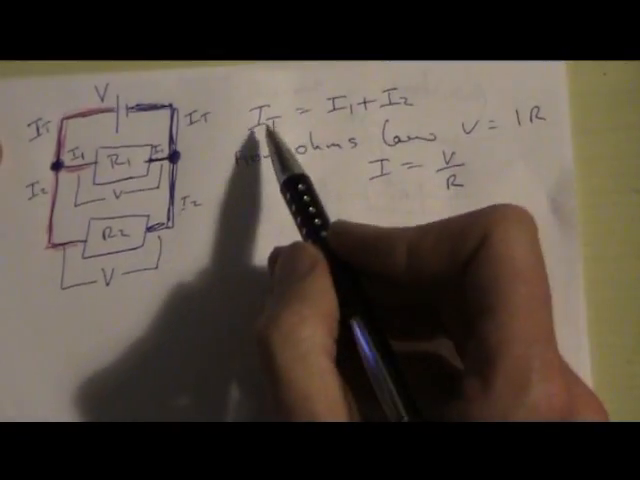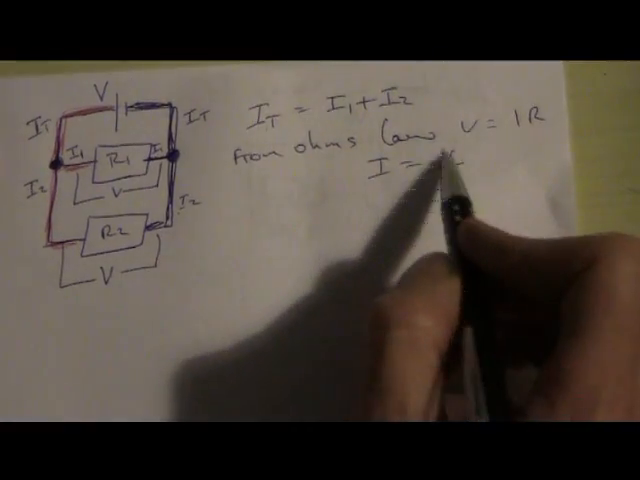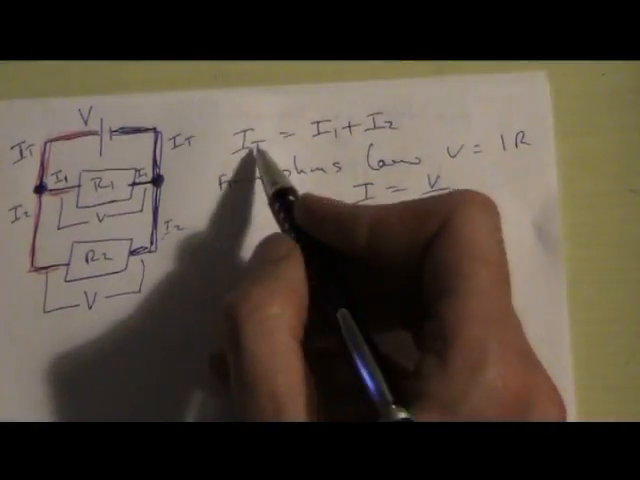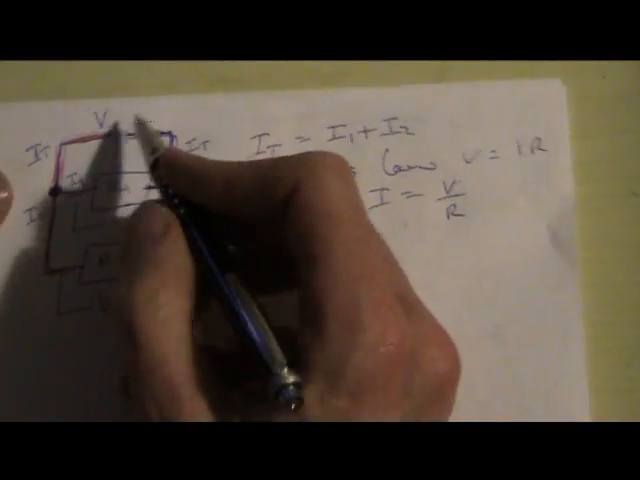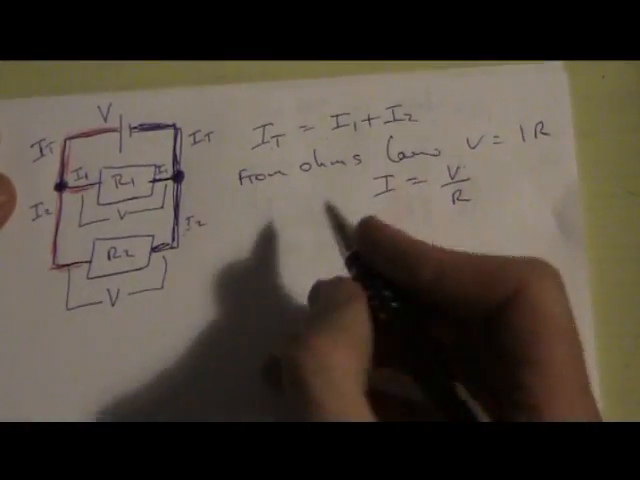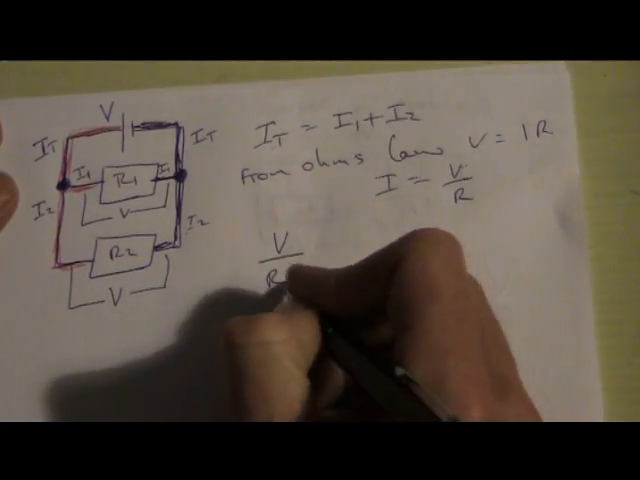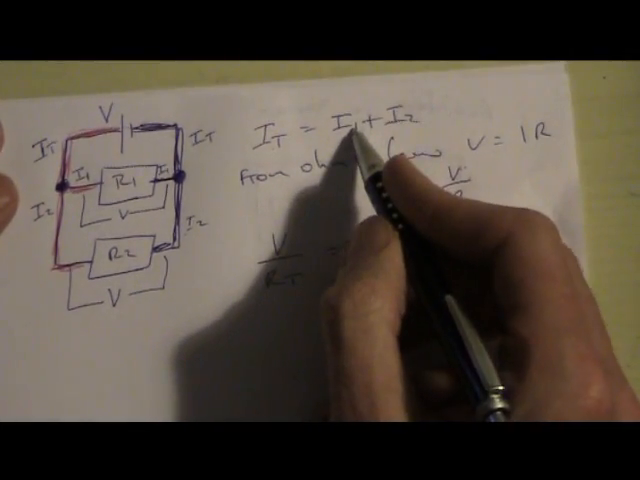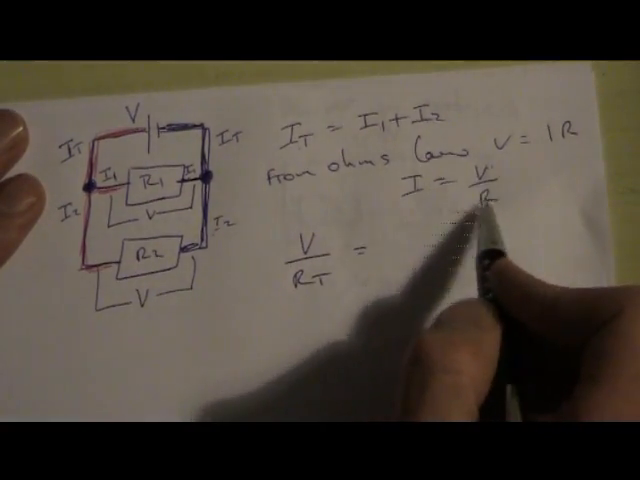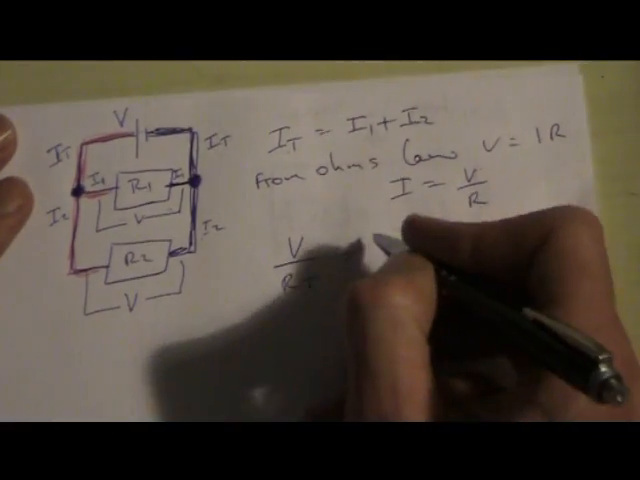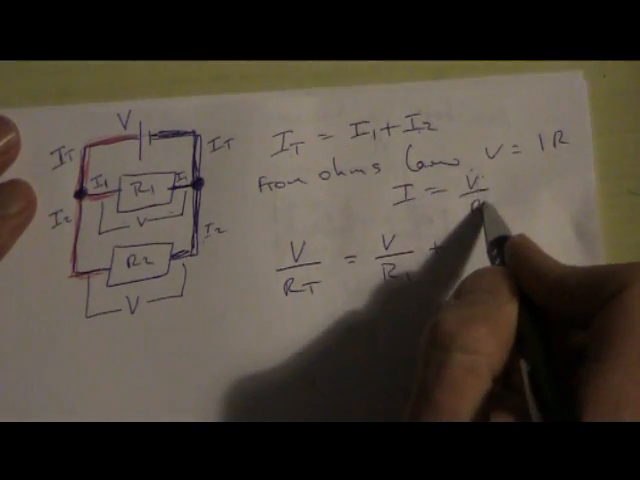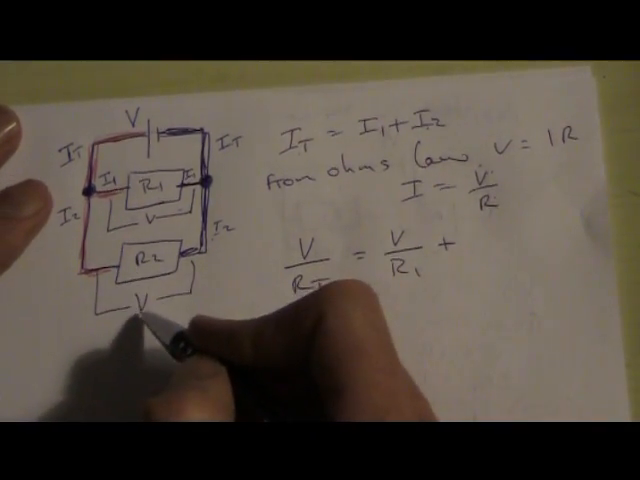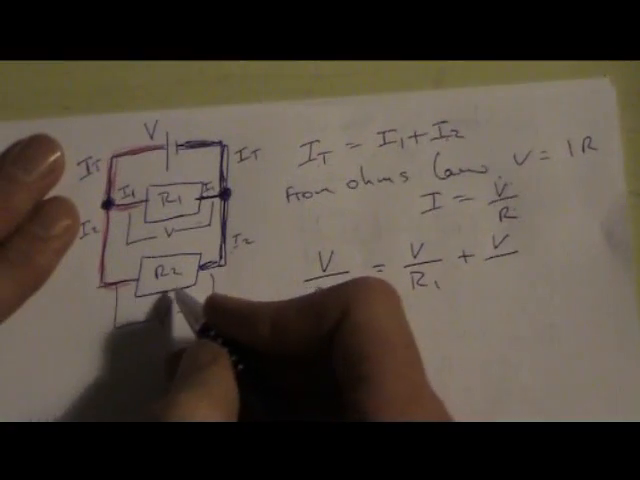Okay, so I'm going to rewrite this equation using V over R. Instead of I total, I'm going to have V over R total, and it's just a V, because V is the same everywhere. So it's V over R total equals, instead of I1, the current going through here, V over R1, the potential difference across R1 divided by R1. Instead of I2, it's V over R2.